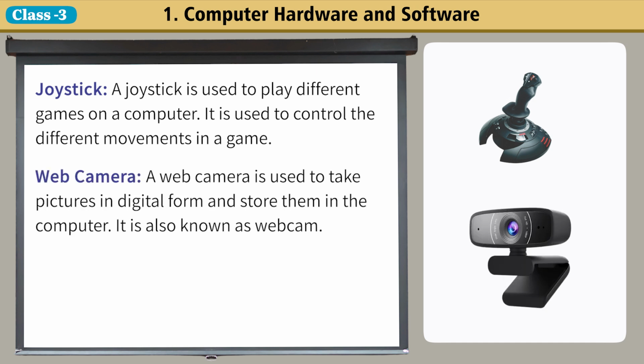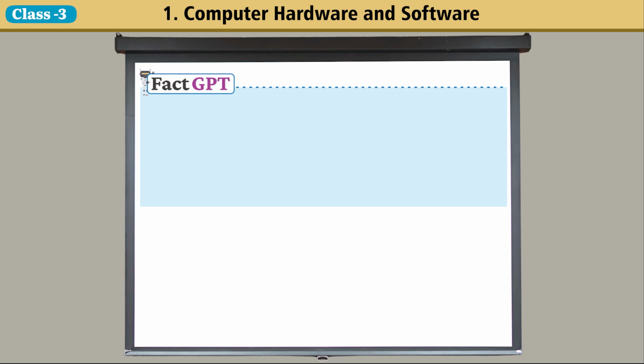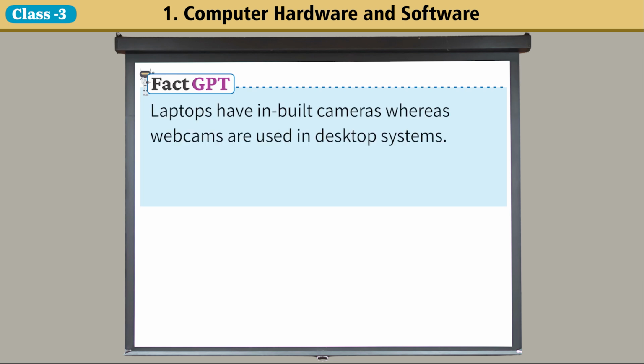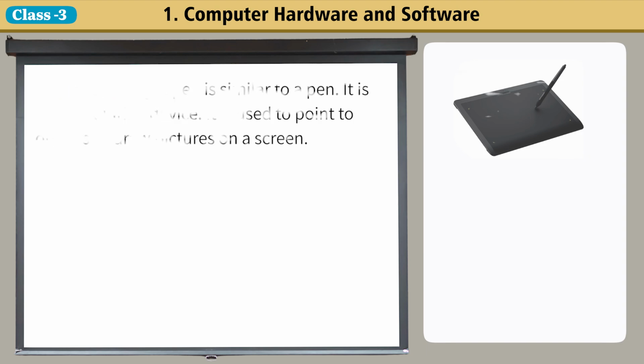Web camera. A web camera is used to take pictures in digital form and store them in the computer. It is also known as webcam. FACT-GPT. Laptops have inbuilt cameras whereas webcams are used in desktop systems. Light pen. A light pen is similar to a pen. It is also a pointing device. It is used to point to objects or draw pictures on a screen.